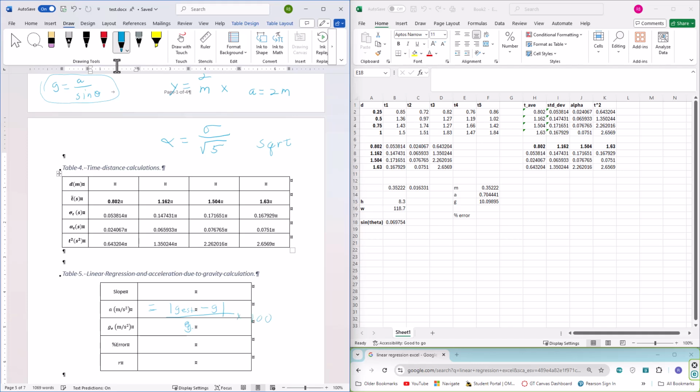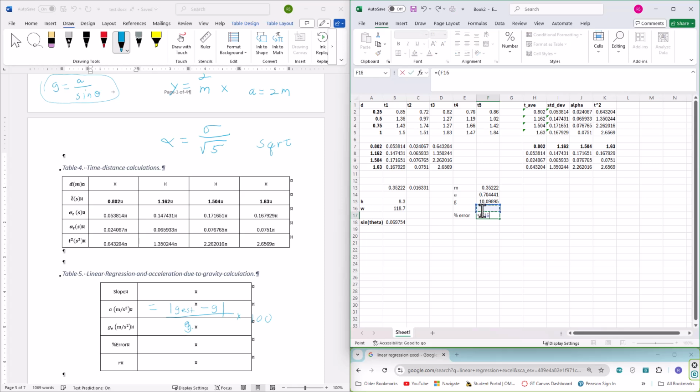Okay, to do that here, now since I know this is larger than 9.8, I'm going to start with that one. That's going to be equals, parenthesis, that value minus 9.8 close, divided by 9.8 times 100. That is my percentage, 3% or 3.05%. So that's our percent error.